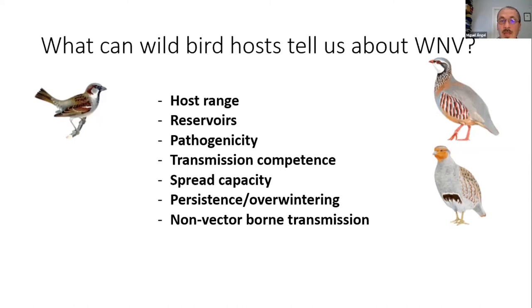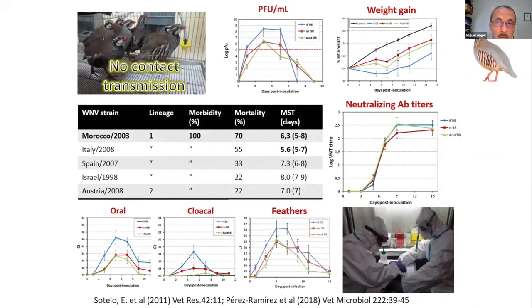So, what can we obtain from these studies? We can guess about the host range of the virus, the reservoirs of the virus, the pathogenicity of the different strains of the virus, the transmission competence for a given species to different strains of the virus, the spread capacity, persistence, overwintering, and also, importantly, non-vector borne transmission. Let's check a little bit about all these with examples from our own lab and our own experience.